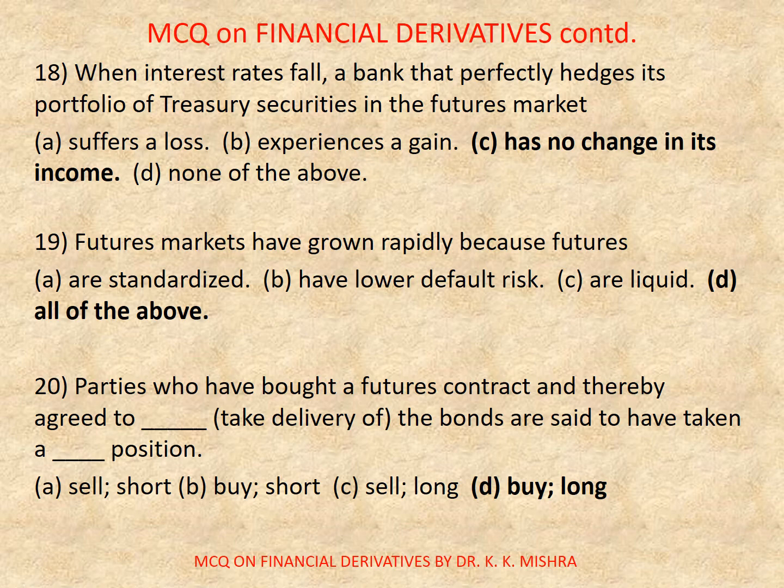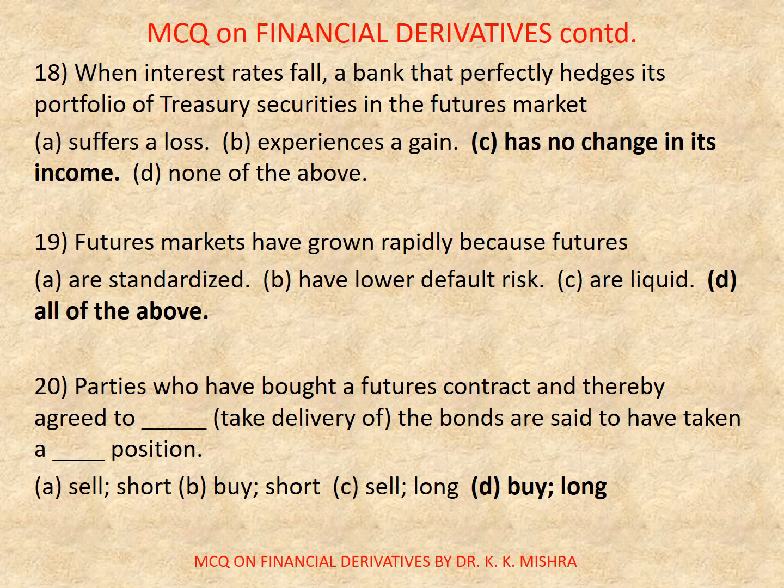Now, question number 18. When interest rates fall, a bank that perfectly hedges its portfolio of Treasury securities in the futures market, options are A. Suffers a loss. B. Experiences a gain. C. Has no change in its income. D. None of the above. Correct option is C. Has no change in its income.